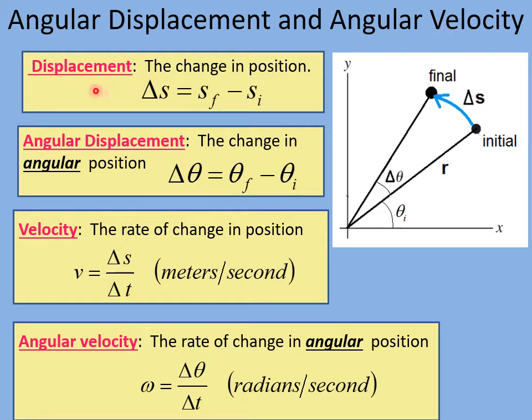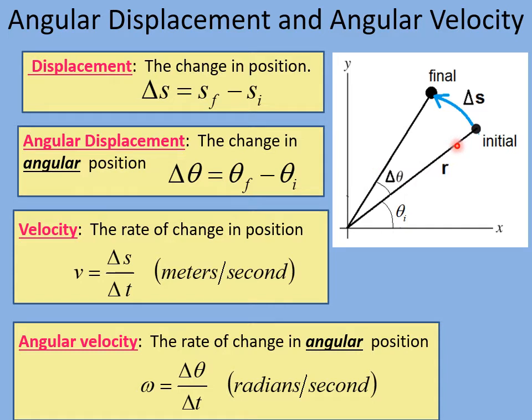So let's take these in order. The first one is displacement. If we talk about position, the change in position, especially if we're talking about along the arc of a circle, since we're dealing with circular motion, is given by the final position minus the initial position. That's how we always calculate a delta. So for an angular displacement, we're finding the change in angular position. So delta theta is described as the final angle, theta sub f, minus the initial angle, theta sub i.